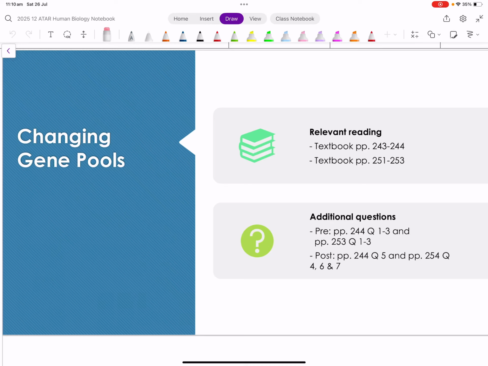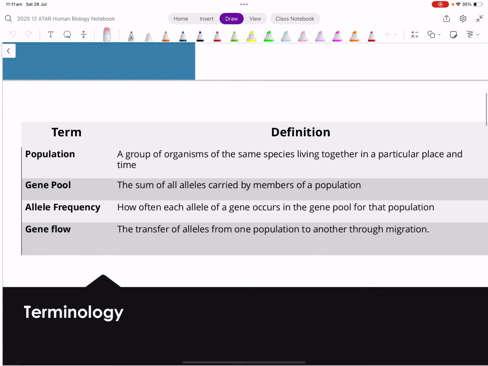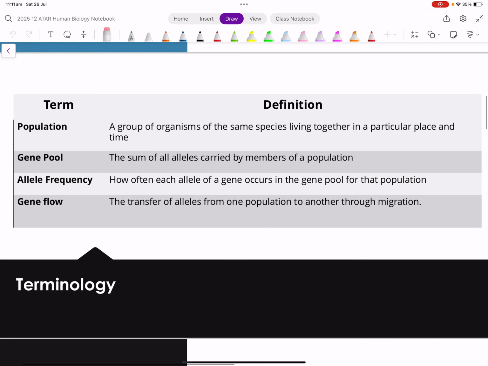Now we're going to move away a little bit from the biotechnology side of things, and we're going to focus really on how DNA and genes specifically can move throughout particular populations and gene pools. So let's define a few key terms first.